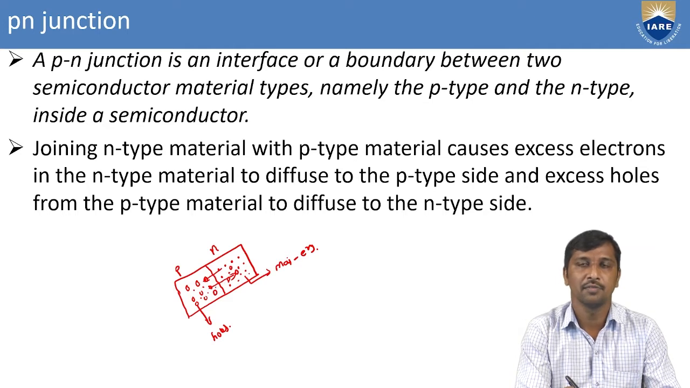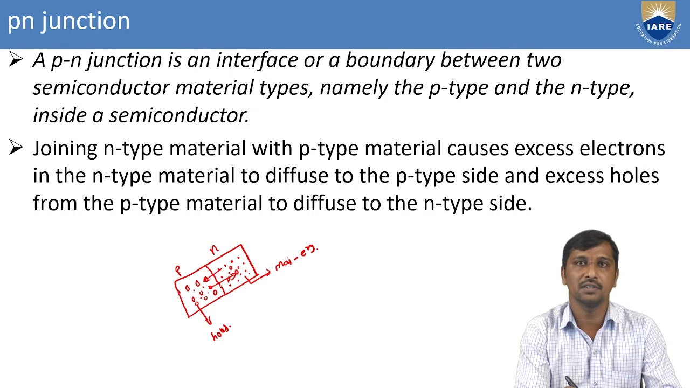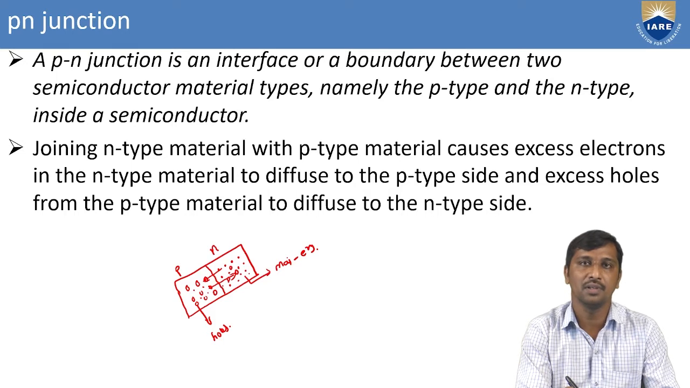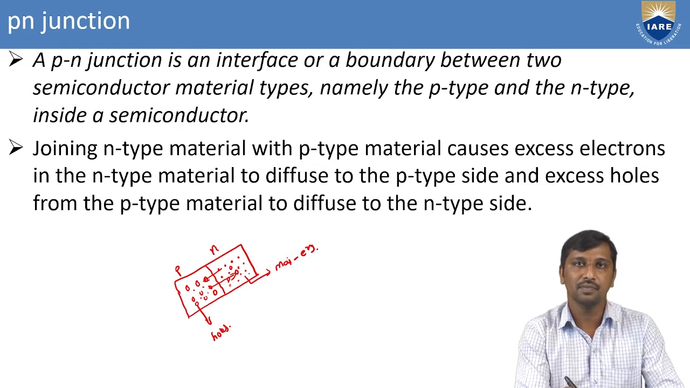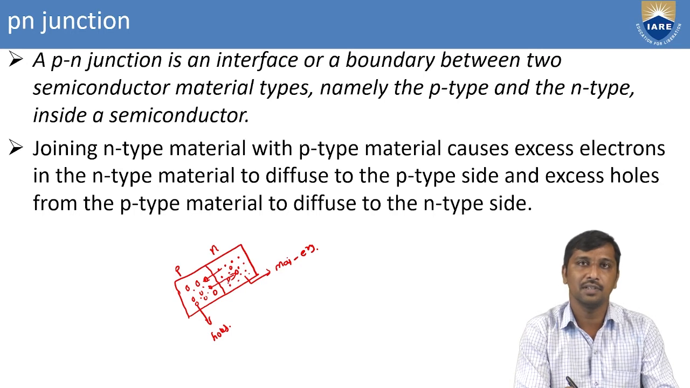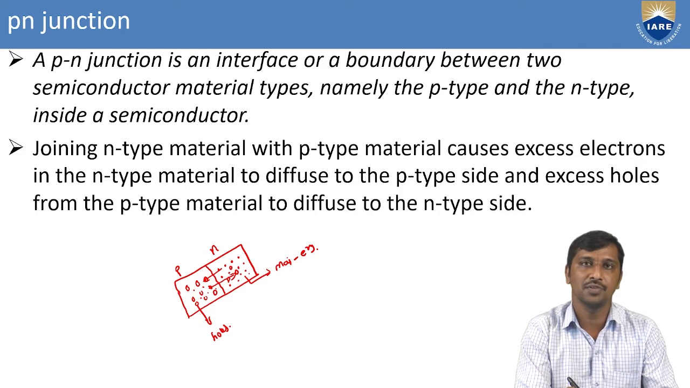Due to these diffusions, or the movement of the charge carriers, and how much distance they travel, based on the energy of the electron or hole, due to that kinetic energy, either electron or hole is diffusing from one region to another region here. So based on this principle, electrons are diffusing from the n region to the p region, and the holes are diffusing from the p region to the n region.